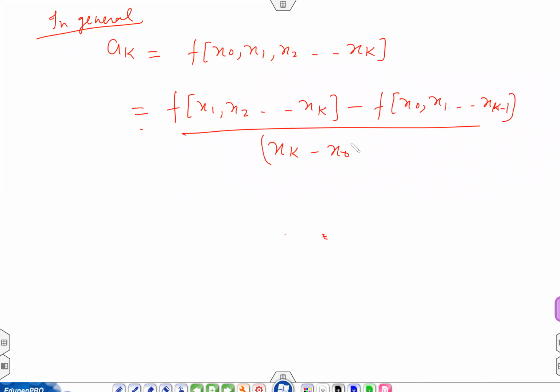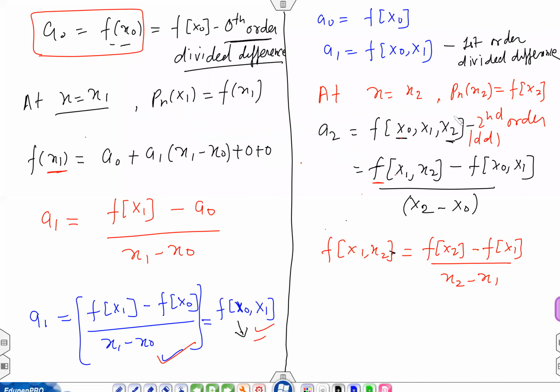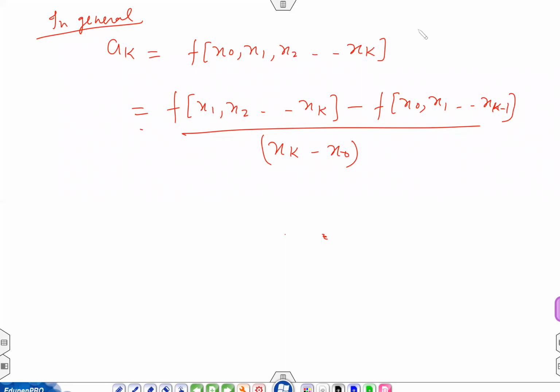minus first value. When the last term is x2, this is second order. When the last term is xk, then this is kth order divided difference.